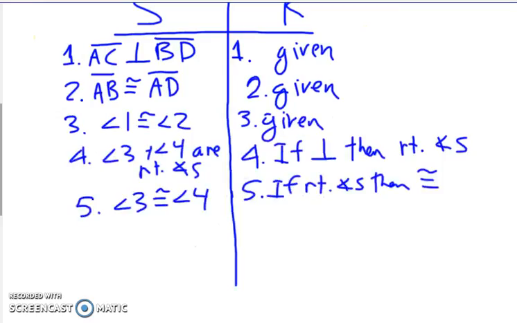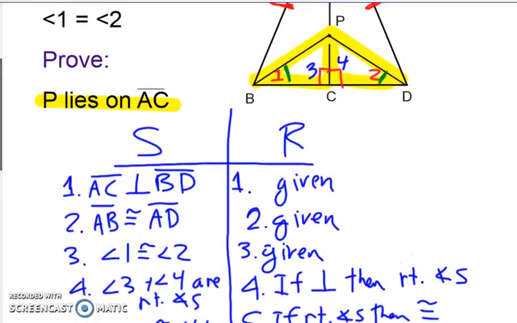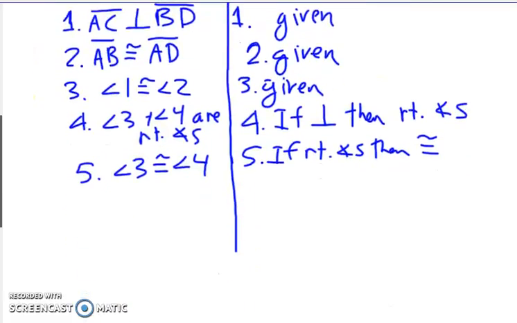Okay, so they're right angles because if perpendicular, then it forms right angles. Since they're both right angles, they're congruent. So now we have that 3 and 4 are congruent. We also, looking at our triangles, are going to want to mark PC congruent to PC by reflexive property. So let's add that down here.